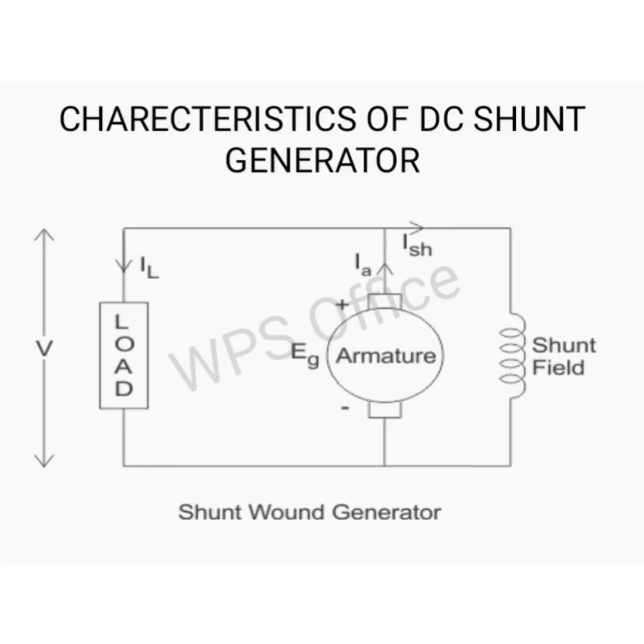Here, this figure shows the shunt DC generator. The figure contains the load, armature, and shunt field. Here, the load current IL is passing through the load, and IA is passing out from the armature.